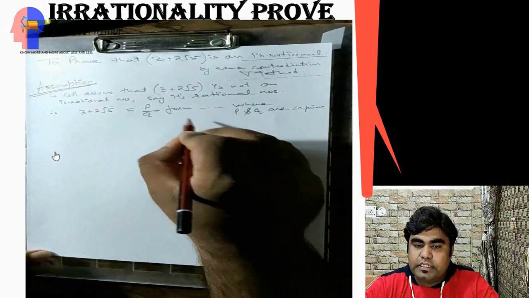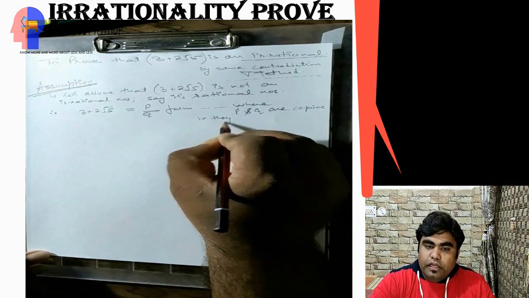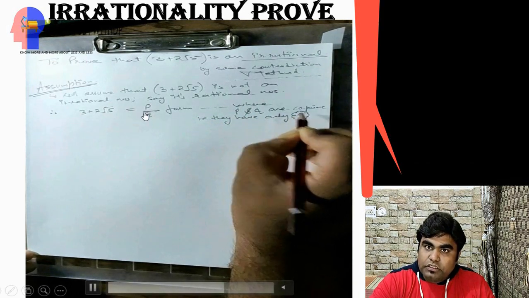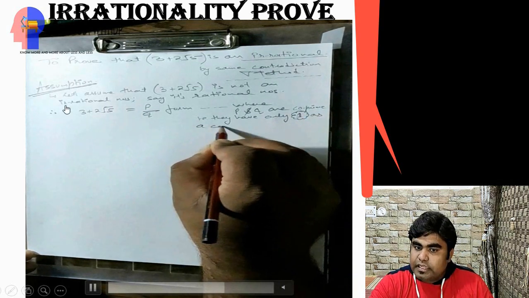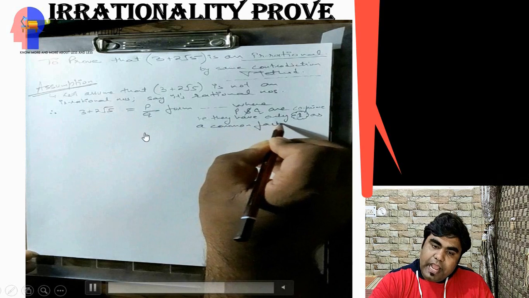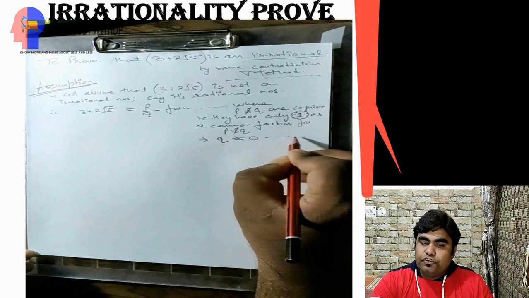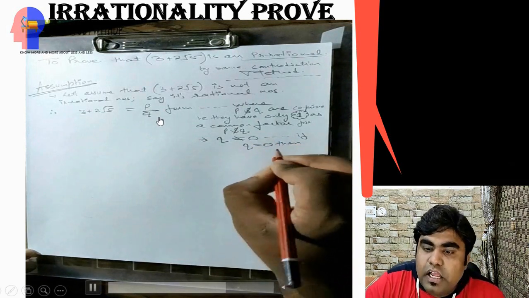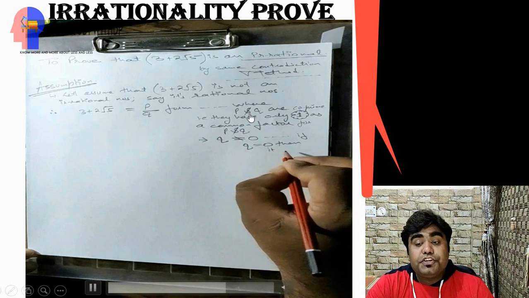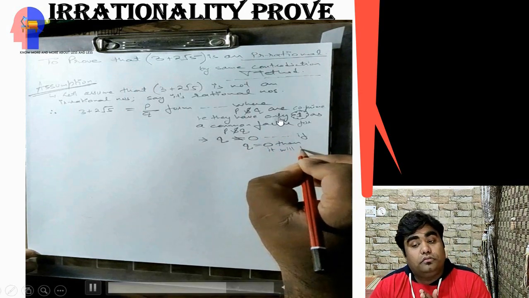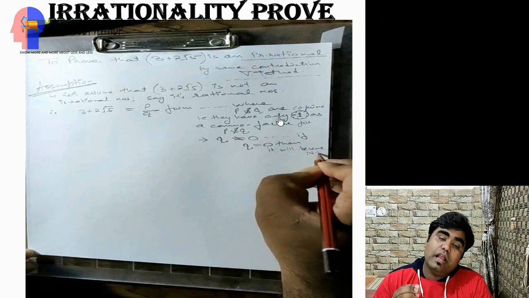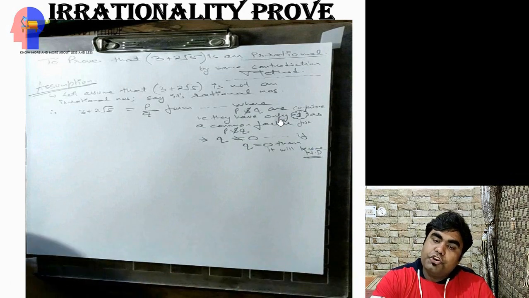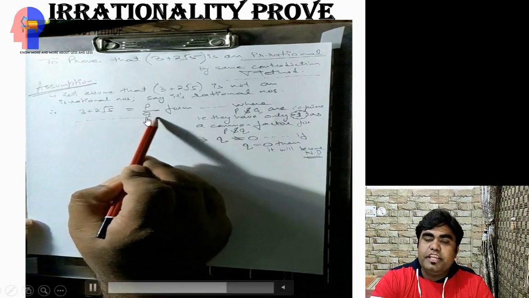So this can be represented as p by q. 3 plus 2 square root of 5 can be represented as p by q, because in the assumption part we have let this be rational. Here p and q must possess a few of the basic characteristics associated with it. First, they have to be co-prime, that means p and q have only 1 as a common factor. The second is that q, the denominator, cannot be equal to 0.